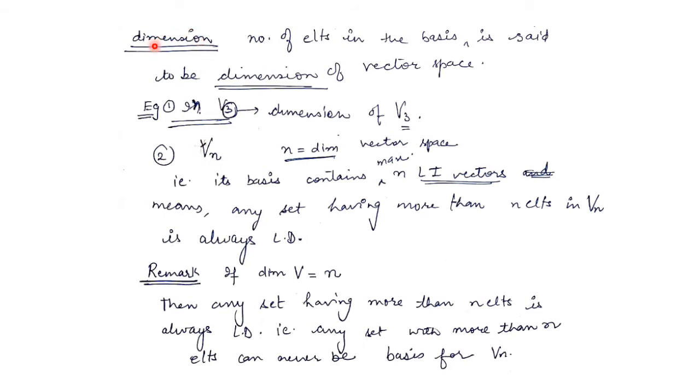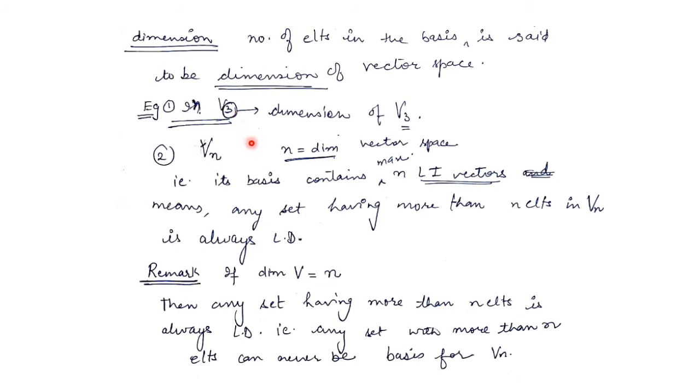Now what do you mean by dimension? Dimension is the number of elements in the basis of a vector space, right? In general, Vn has n dimension. Here this n represents the dimension of this vector space. So V3 vector space has 3 dimension. 3 dimension means its basis has 3 elements.